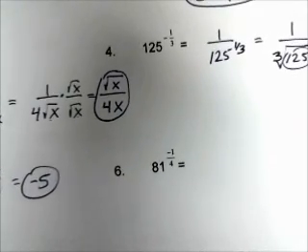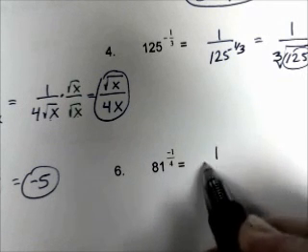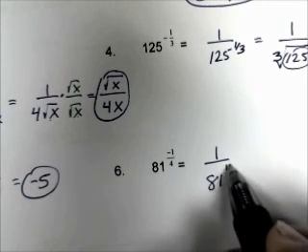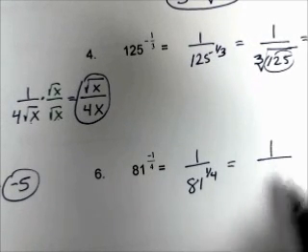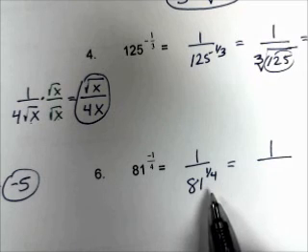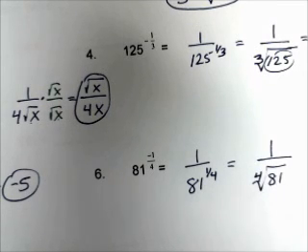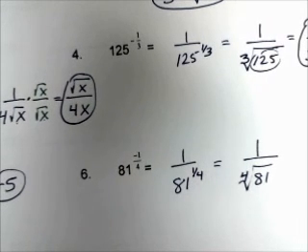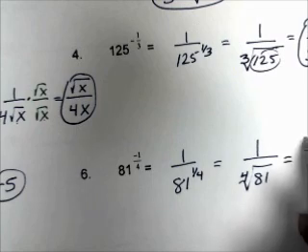Number 6, take care of the negative. Write this as 1 over 81 to the positive 1/4. So this is 1 over, exponent of 1/4 is equivalent to 4th root. So this is 1 over the 4th root of 81. The 4th root of 81 is 3. 1 over 3.